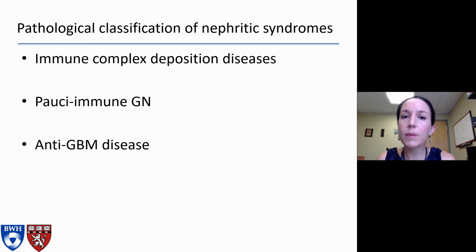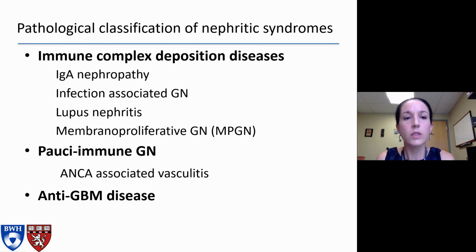Okay, so to think about the nephritic syndromes because there's a large range of them and they're more complex. Broadly, we like to divide them into the immune complex deposition diseases, post-immune GN, and anti-GBM disease. This is a pathological way of thinking about them, what you see on the biopsy. Under the immune complex deposition diseases, you have IgA nephropathy, all of the infection-associated glomerular diseases, things like lupus nephritis, and membranoproliferative GN. Membranoproliferative GN obviously brings in a huge number of conditions, and this is simply a pattern of injury that you see on biopsy rather than a diagnosis.